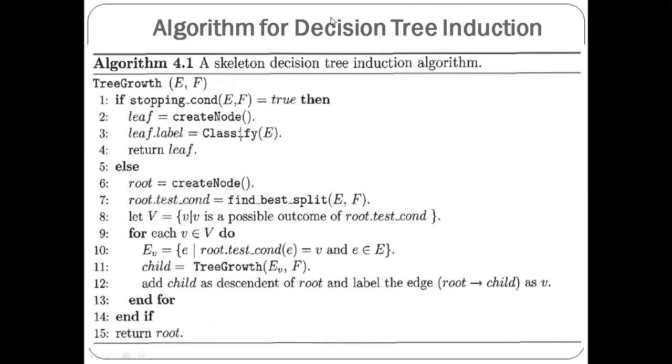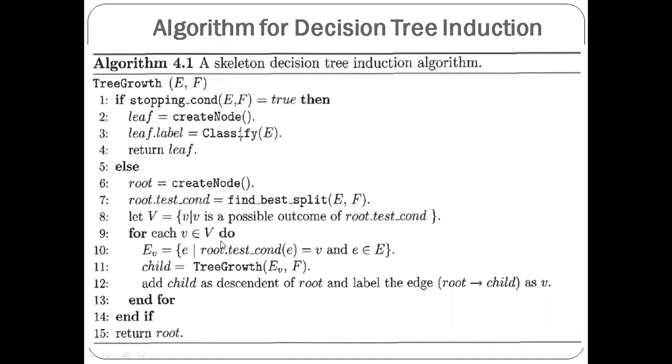Suppose we have not reached a stopping condition. At that time, we will create a root node. In the first step, we choose one of the attributes as a test condition, that is, we find the best split out of these F attributes, and then assign that to the root test condition. Again, this test condition will have many values here. For each of these values we need to create a path, or split the records, so we partition the records as E_v.